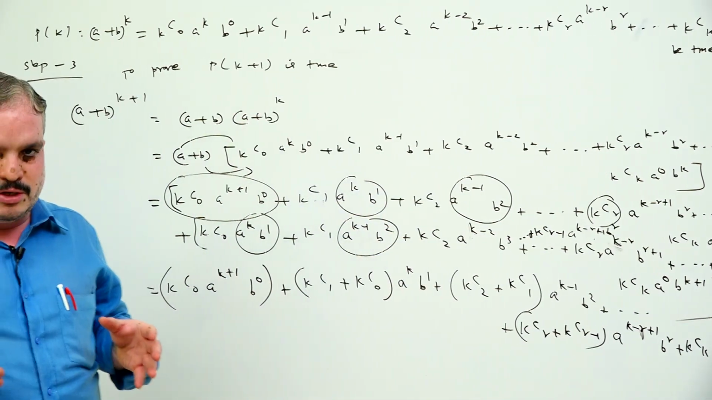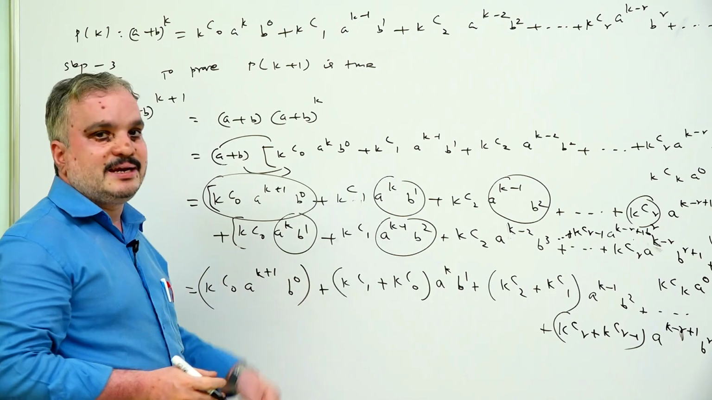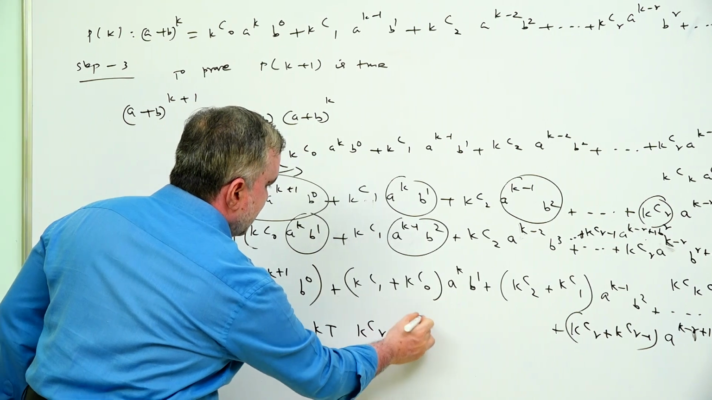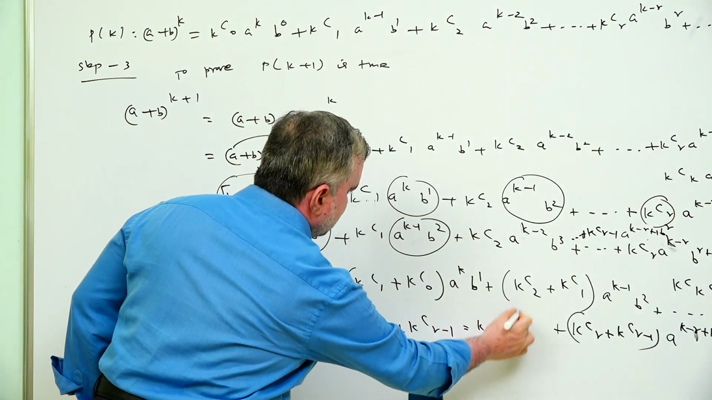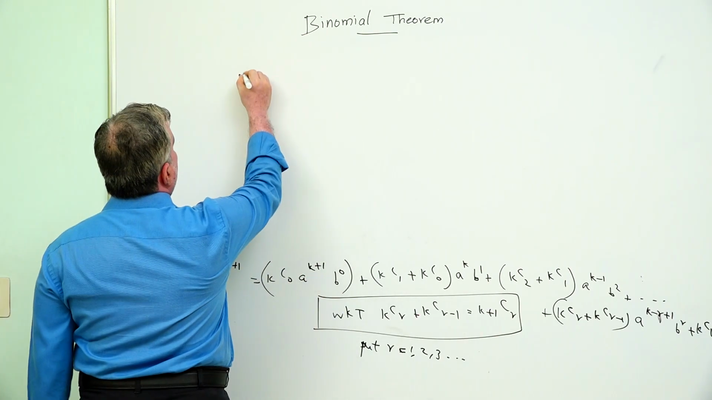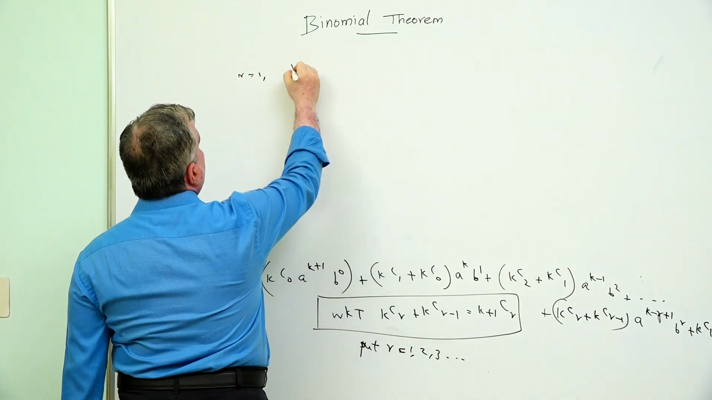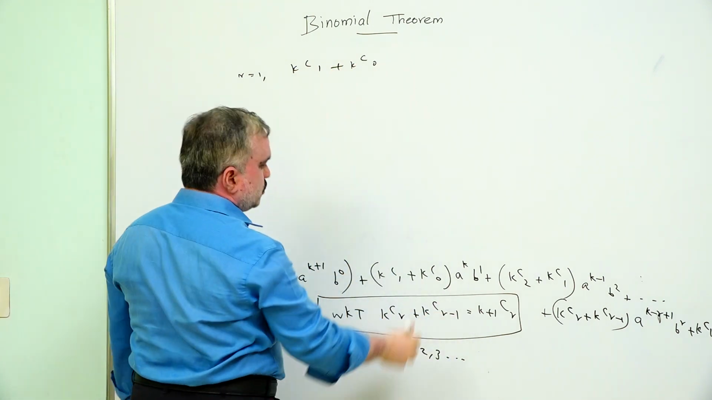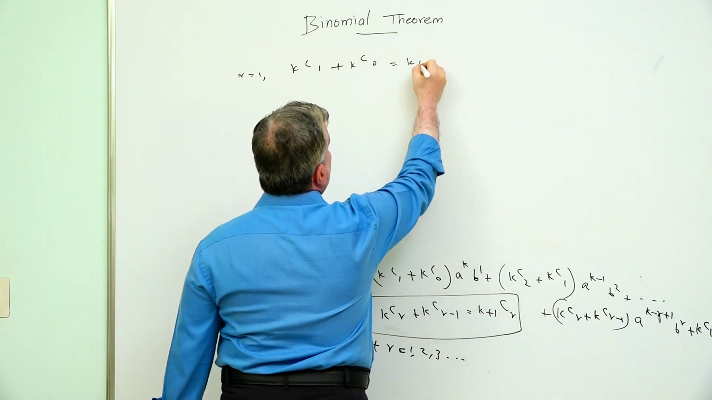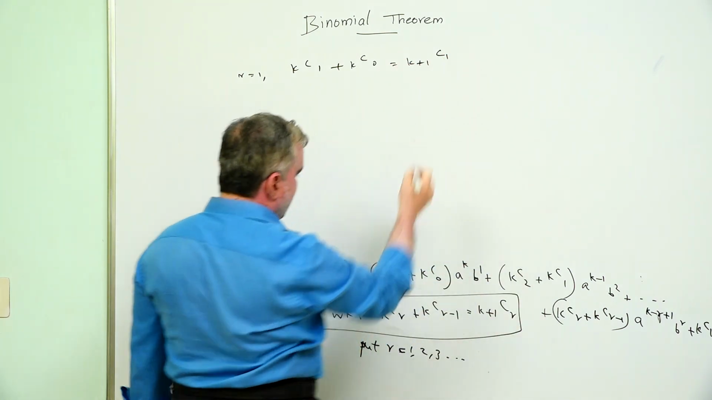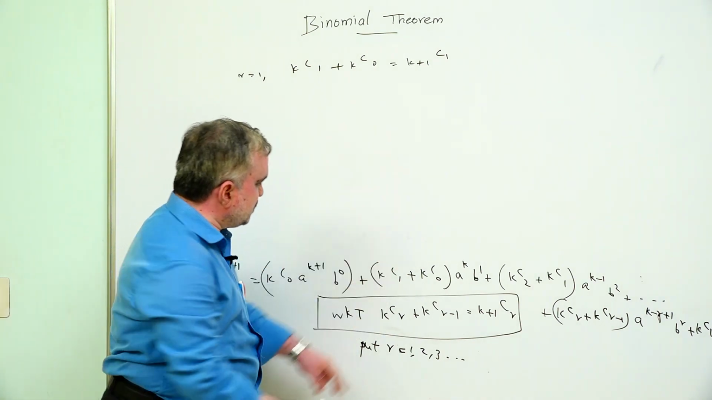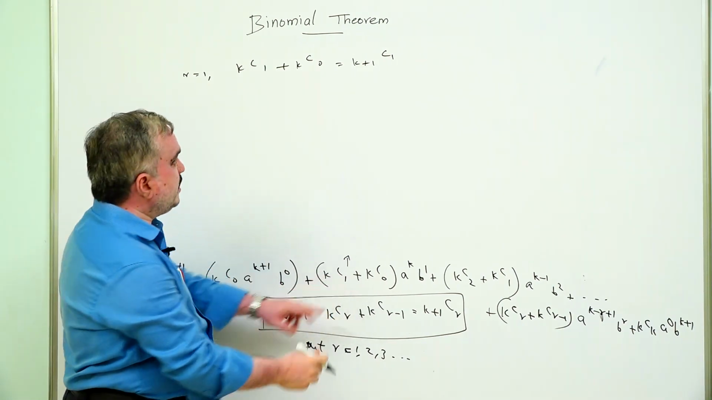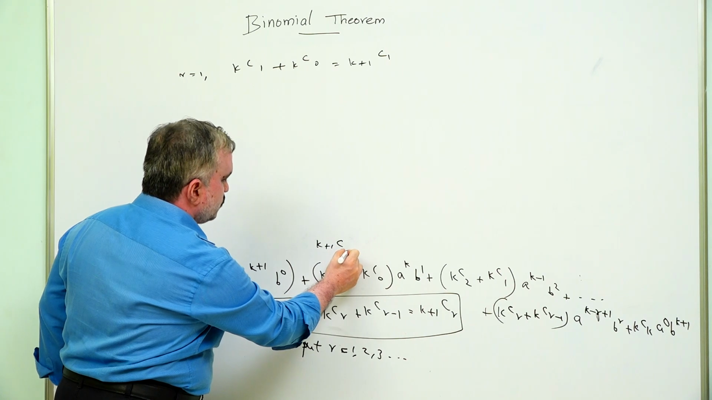Here we are going to use one identity. We know that kcr plus kcr minus 1 equals k plus 1 cr. Put r equal to 1, we get kc1 plus kc0 equal to k plus 1 c1. Here the value we get, kc1 plus kc0, we are going to apply k plus 1 c1.